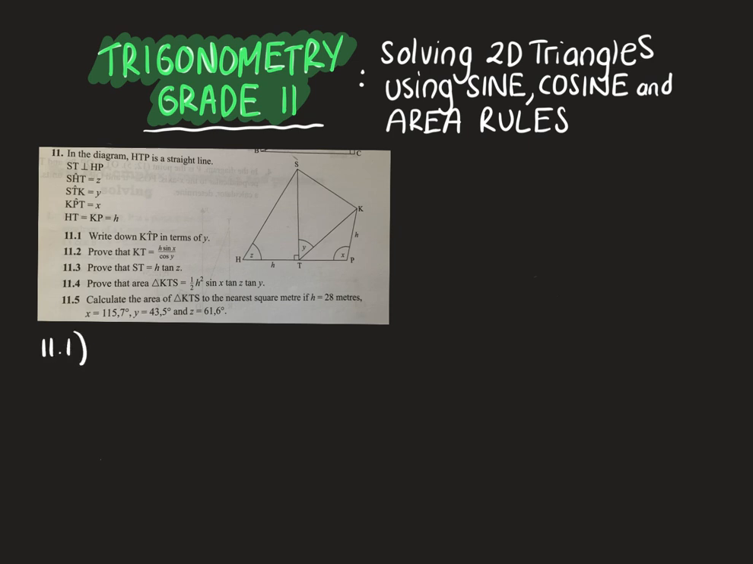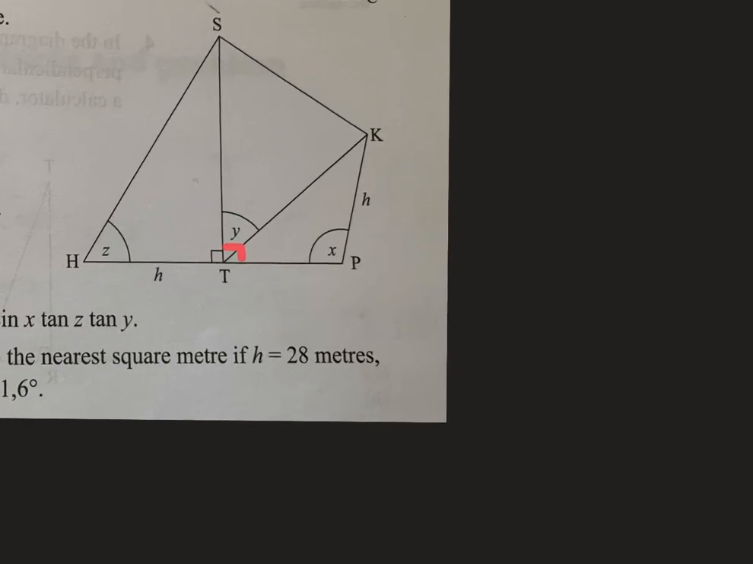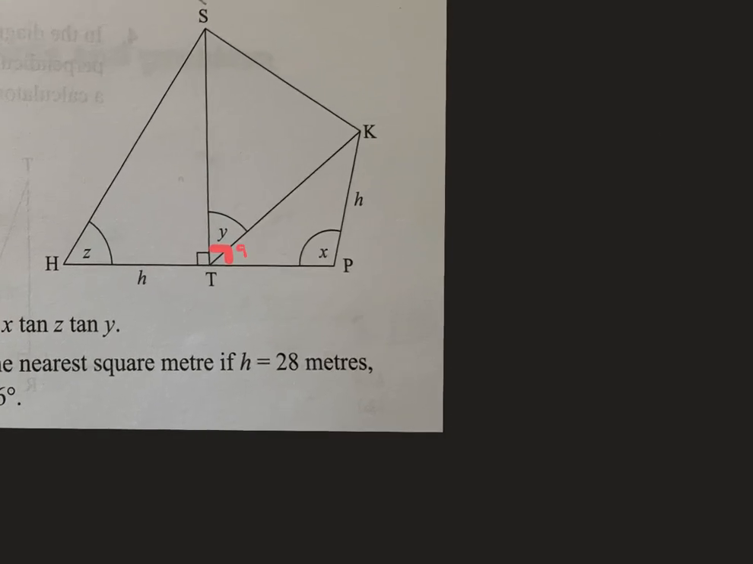So 11.1, write down KTP in terms of Y. KTP is this angle over here. We know that this whole angle from the perpendicular is 90 degrees, which automatically makes this 90 minus Y. Does everyone agree with that? Let's zoom in just to make it a little bit neater. So this is 90 minus Y.